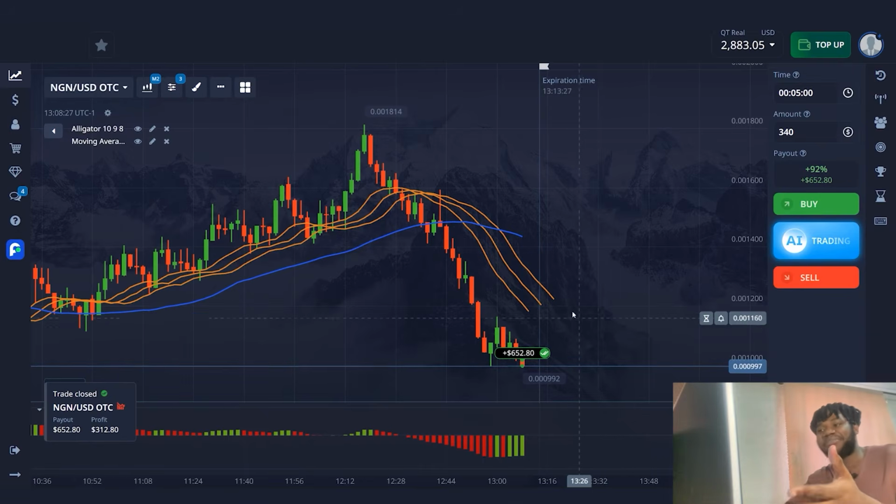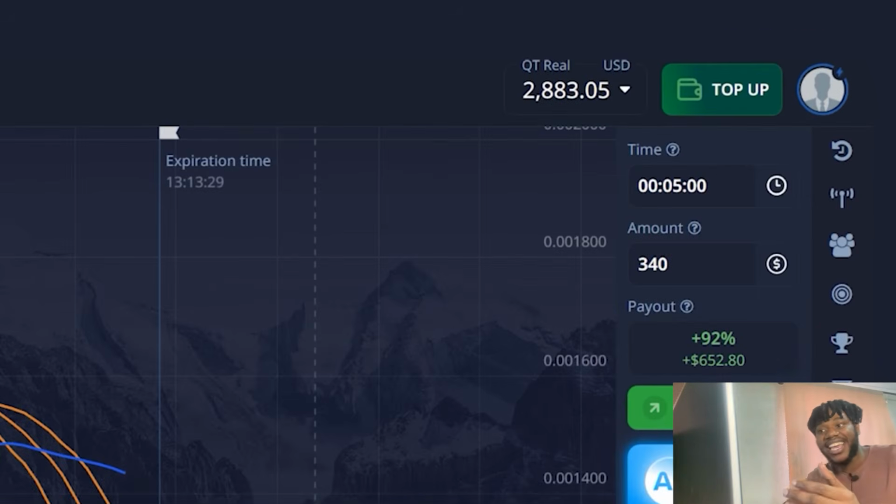Boom! I made a profit. Now I have $2,883 in my account. The start has been made. There are still a few trades ahead. Let's see what the final result of the session will be.